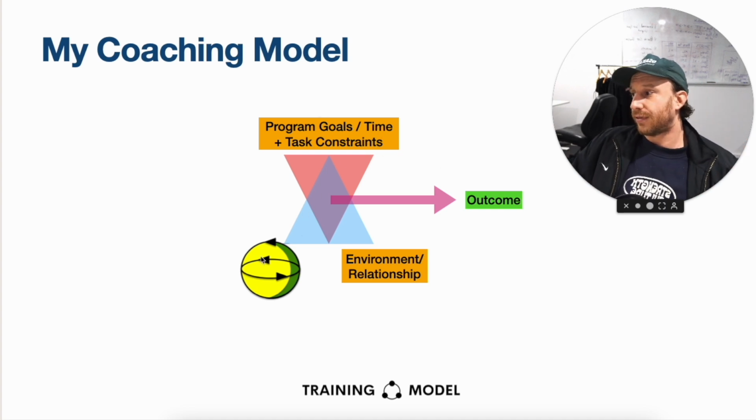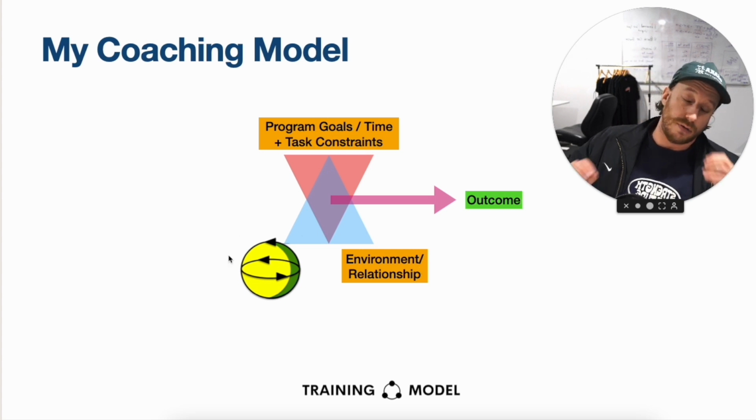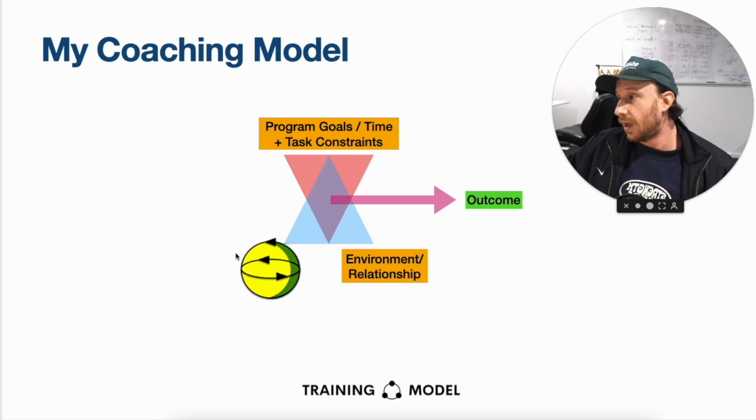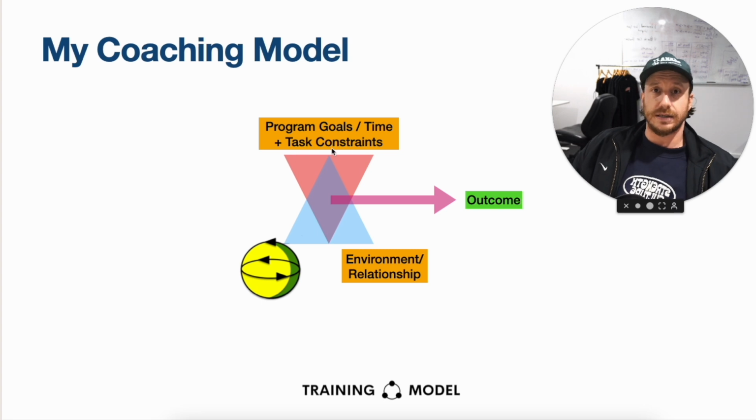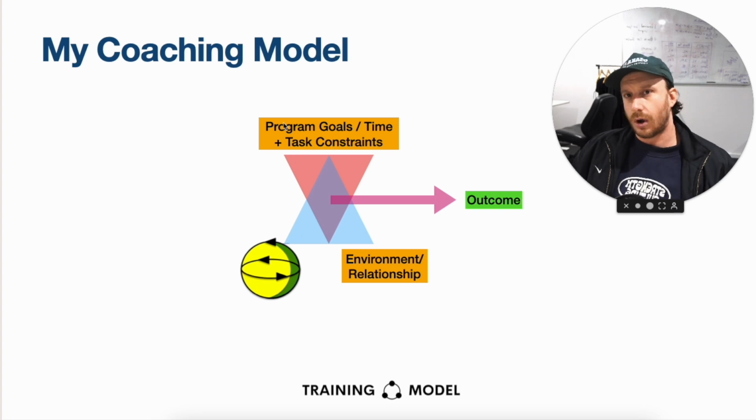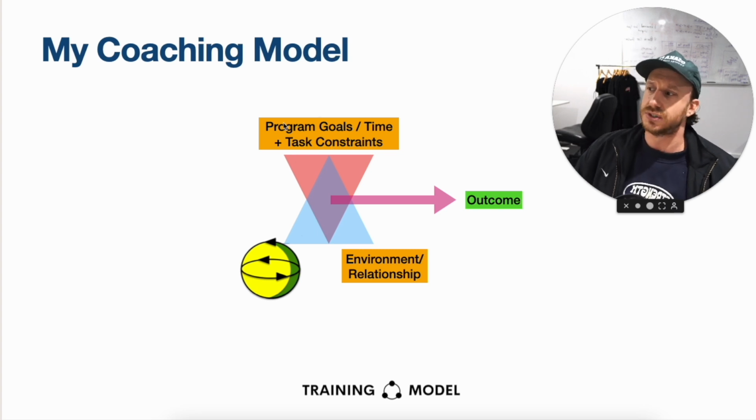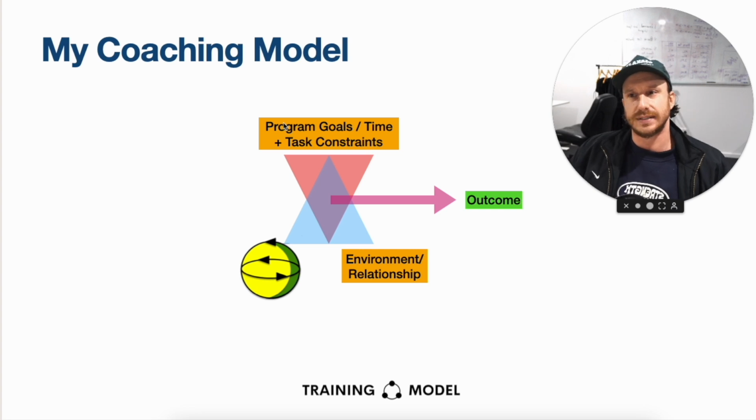We then have 3 key areas of inputs into the system. From a top-down perspective of inputs, we have the goals and the constraints within the system, the hard things that actually influence our decision making.